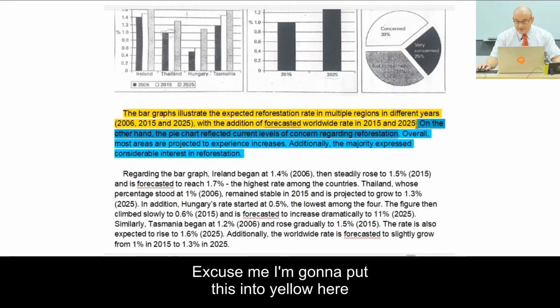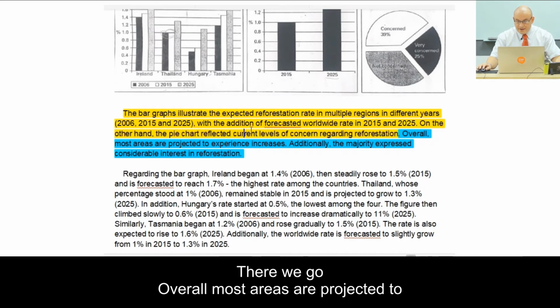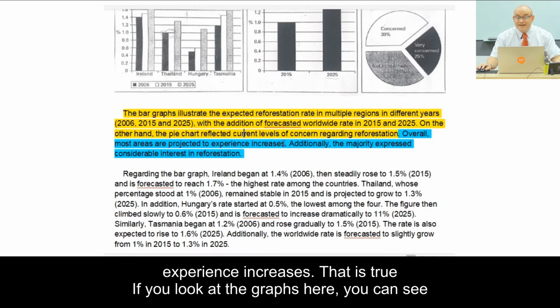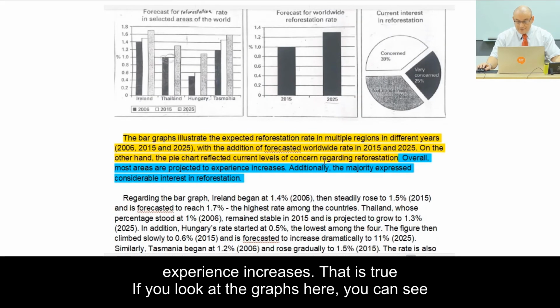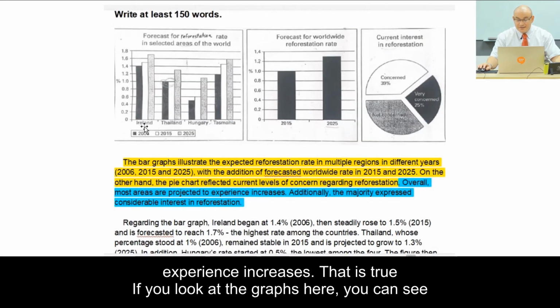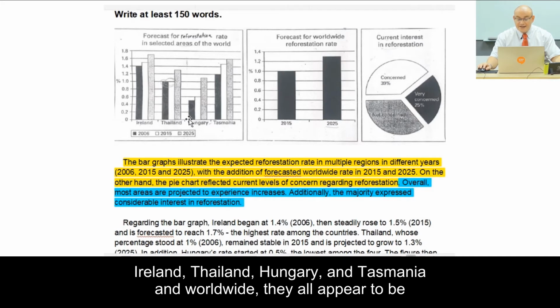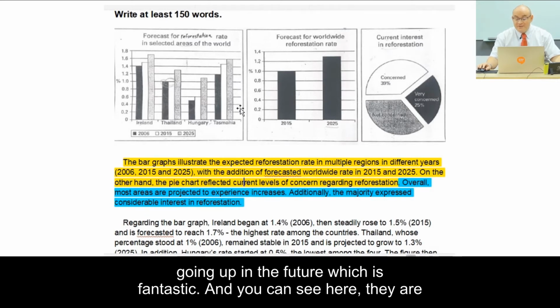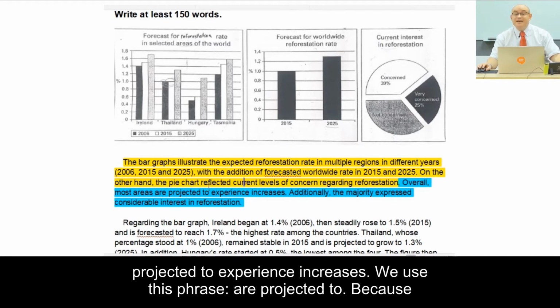I'm going to put this in yellow here. There we go. Overall, most areas are projected to experience increases. That is true. If you look at the graphs here, you can see Ireland, Thailand, Hungary and Tasmania, and worldwide, they all appear to be going up in the future, which is fantastic. And you can see here, they are projected to experience increases.